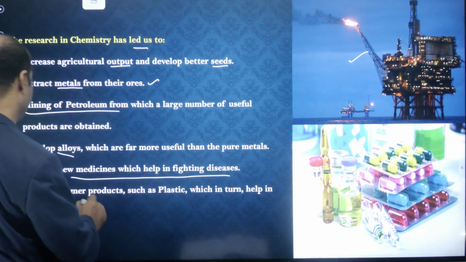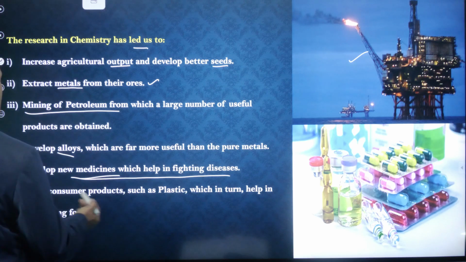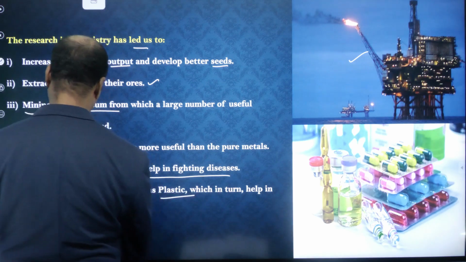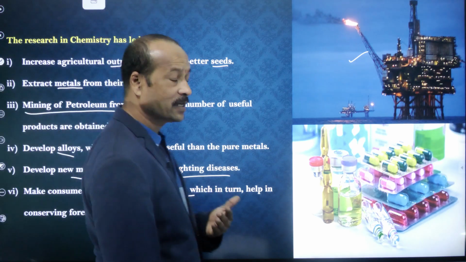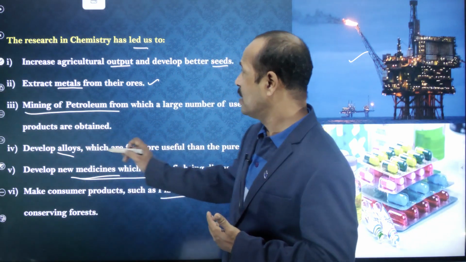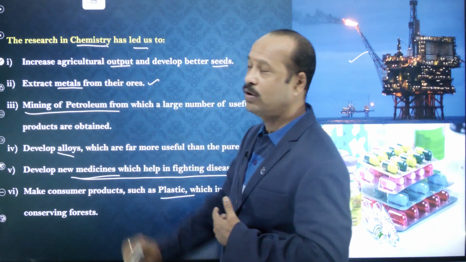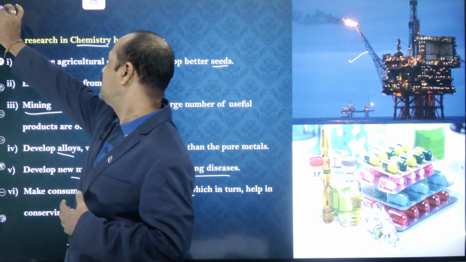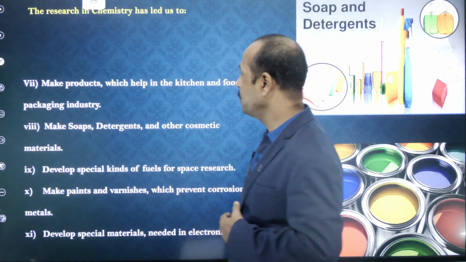So developing new medicines, making consumer products like plastic. Okay, so like this, making the consumer products. This is all due to chemistry, students. This is all due to chemistry. Or only these things? No, so many other things also there.